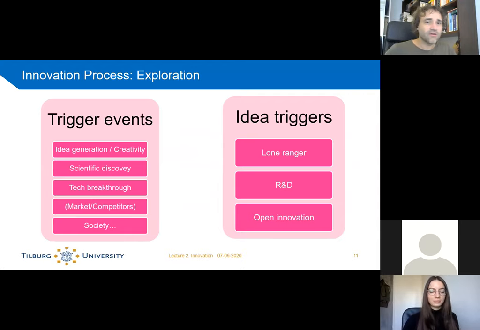The interesting thing, so on the right side, you see ID triggers. And that's related to the first one in trigger events. So that's related to ID generation creativity. So that's everything that happens within organizations. So the other things, scientific discovery, technological breakthroughs, mostly outside of organizations, but not necessarily. But ID generation creativity is what happens within organizations. And how does that happen?